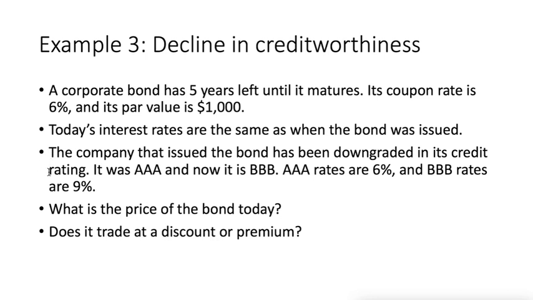So what's happened to this company is that they've been downgraded, right? So they were AAA before, but now they're BBB. AAA rates are around 6%, BBB rates are 9%. So new investors that purchase this bond now have a required rate of return of 9%. So what does that imply about the price of the bond? And how do we do that in the calculator?